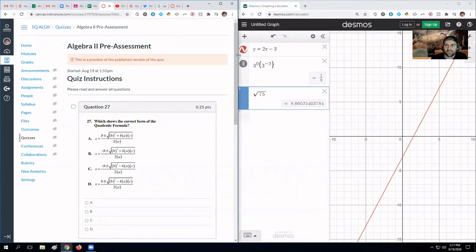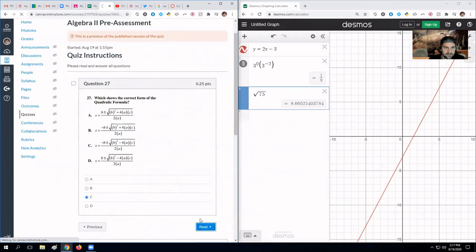All right, which one's the quadratic formula? Sing the song with me now. X equals negative b, plus or minus the square root of b squared minus 4ac all over 2a. All right, that answer is C.